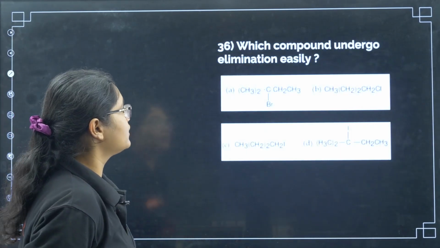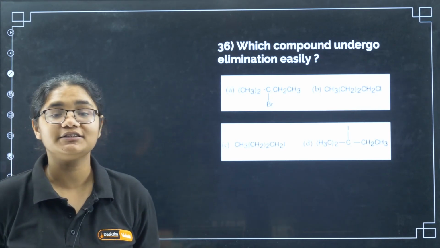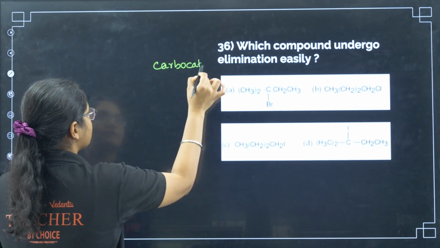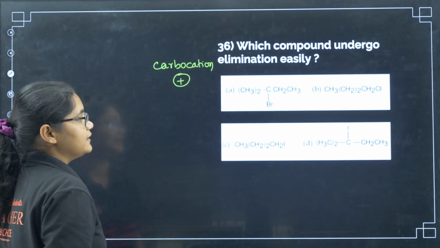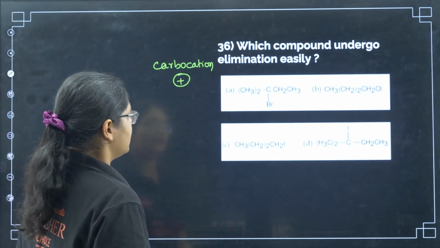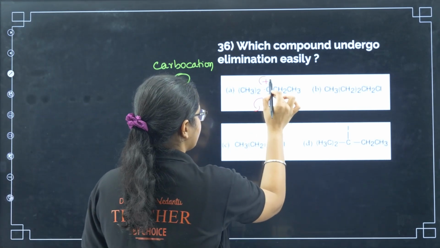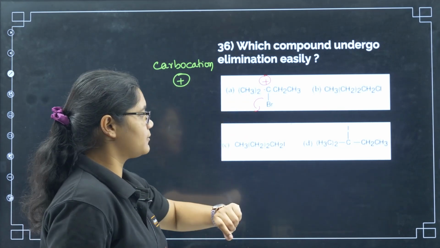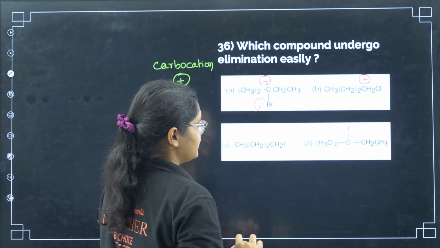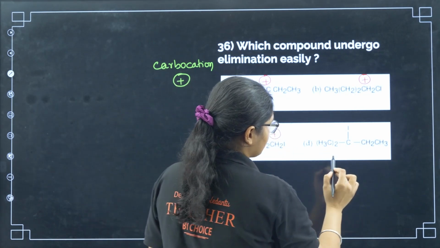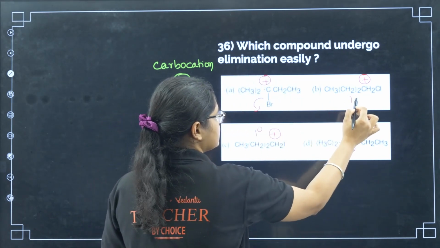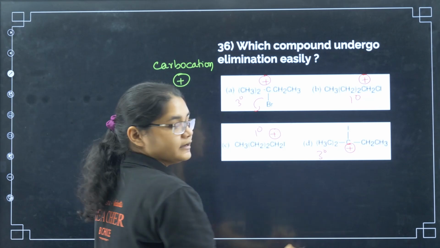Next, which compound undergoes elimination easily? So elimination occurs via carbocation formation. So you have to see where the stability of the carbocation is maximum, there the elimination process will be faster. Now if I see here, if this Cl goes out, I'll get a tertiary carbocation. Here, if this Cl goes out, it will be a primary carbocation, and here also I will get a primary carbocation, and here I will get a tertiary carbocation, right? So now this is primary, this is primary, this is tertiary, and this is tertiary.